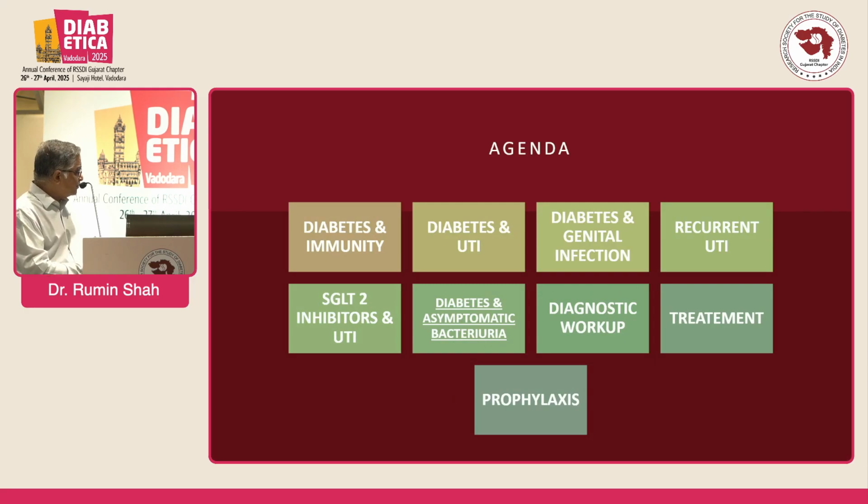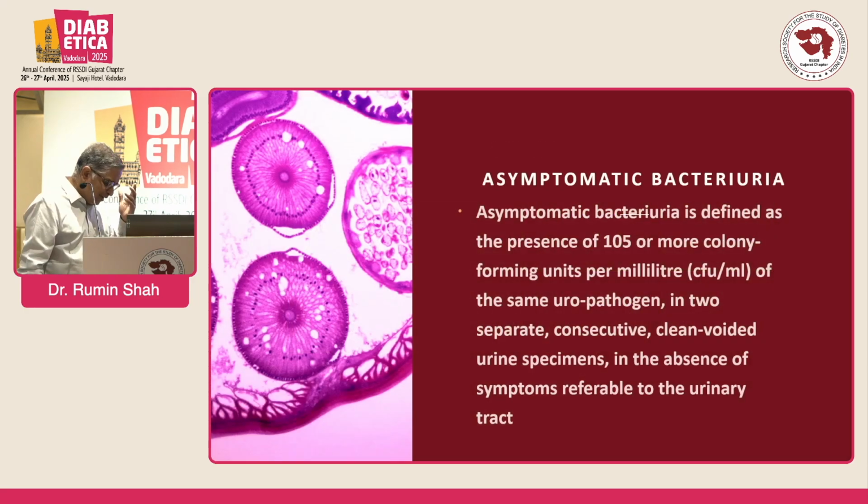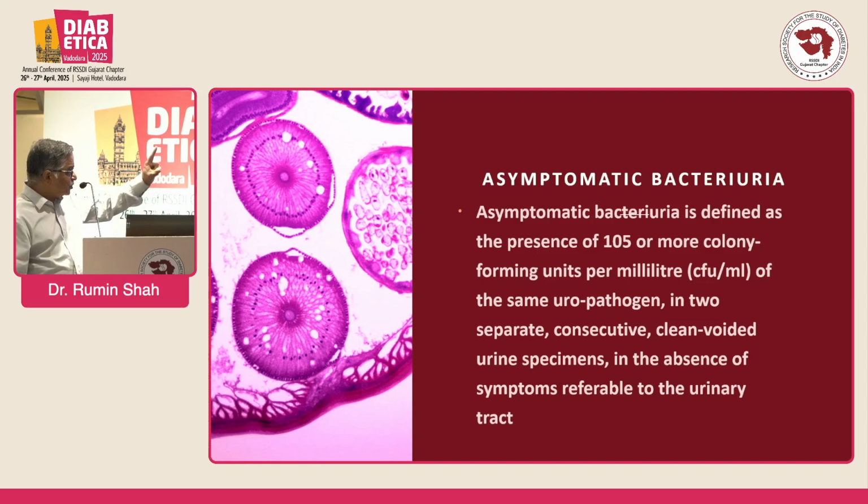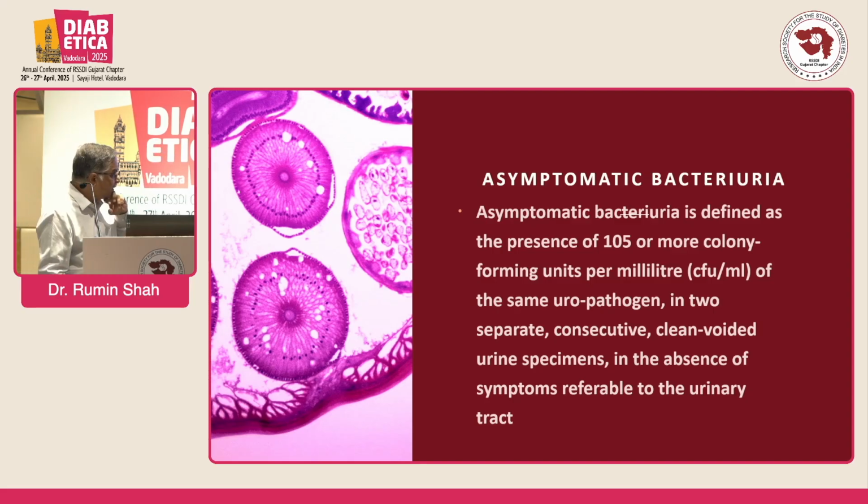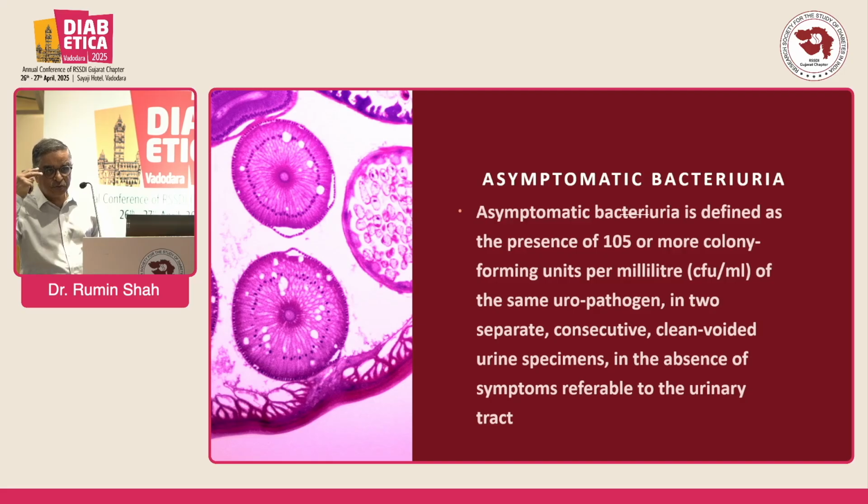Now, what about asymptomatic UTI or asymptomatic bacteriuria? By definition, asymptomatic bacteriuria is presence of 10 raised to 5 or more colony forming units, CFU, of the same uropathogen, let's say E. coli or Proteus or whatever, in two separate consecutive clean voided urine specimens in the absence of symptoms referable to urinary tract. So when you take two clean samples, the patient will show more than 10 raised to 5 colony forming units of one organism, and the patient would not have any symptom of burning urine or so.